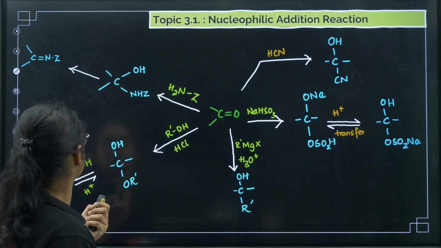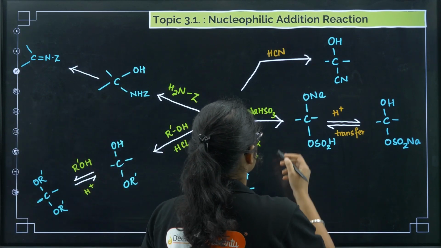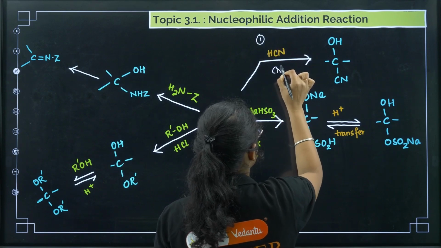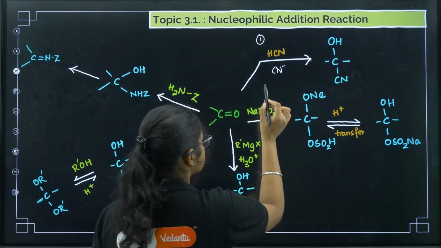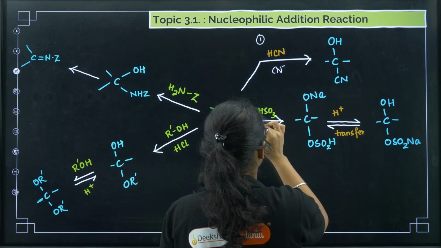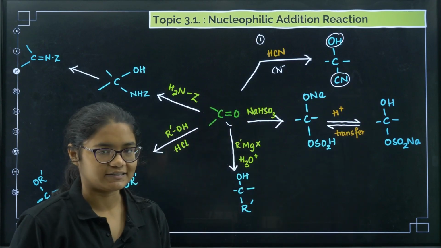So the first one was addition of HCN. Let us start with it. Here what is the nucleophile? CN minus, right? So this CN minus will attack this carbon, and this bond will shift here. So we will get CN and OH attached to the carbon. That is addition of HCN.